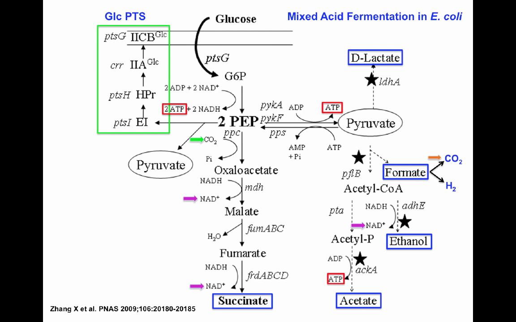So take a look at the mixed acid fermentation, follow the arrows closely, look where the NADHs are going to be recycled, and try to figure out where it is advantageous for an E. coli cell to be able to ferment and recycle its NAD+ from NADH that can further drive glycolysis.